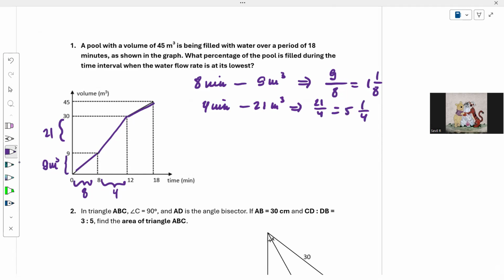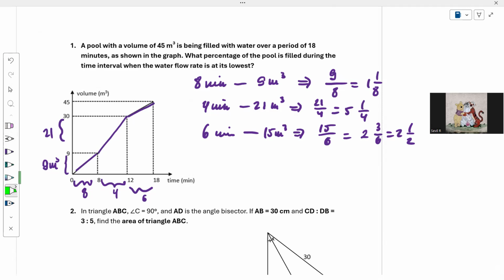And the third part says that in 6 minutes, it is filled 15 cubic meters. So we write the rate is 15 over 6, which is 2 whole 3 out of 6, or 2 whole 1 over 2.